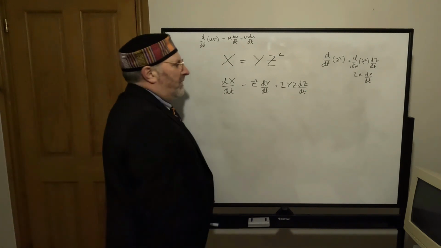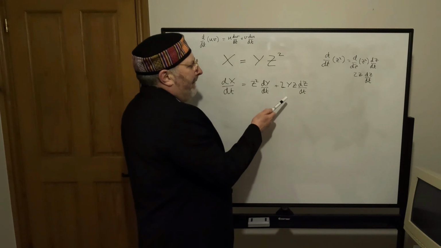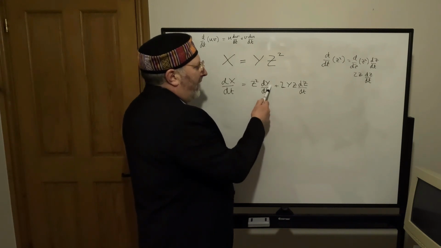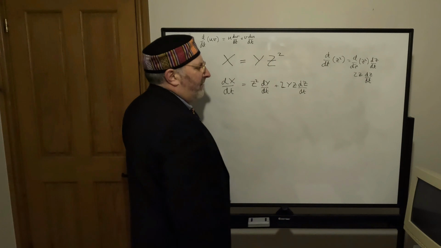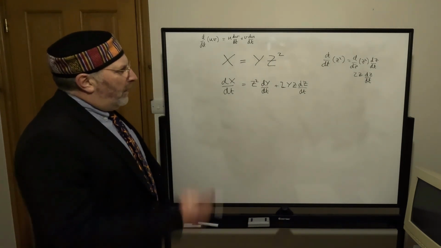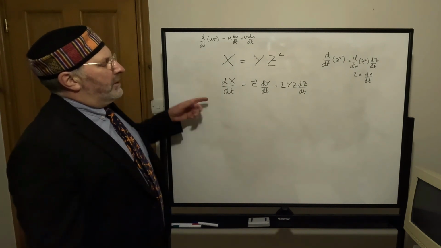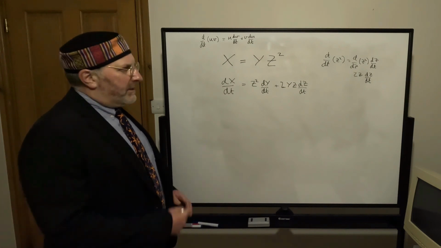And this is pretty horrible. If I'm trying to work out how x is changing, I've got z squareds and dy by dt, and it's very difficult to see what's going on. And what we're going to look at is a way we can transform this equation to make it a lot easier to understand what's going on.